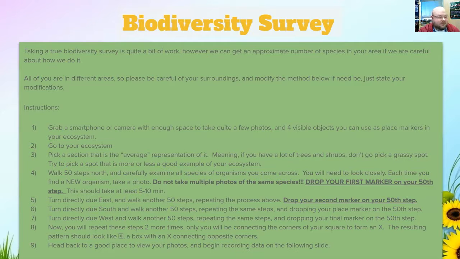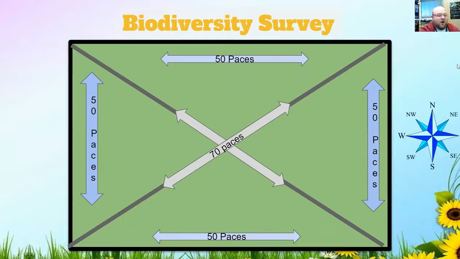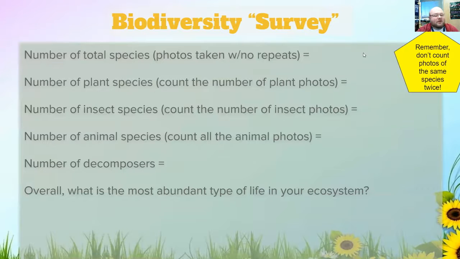And basically you're going to connect your steps kind of like a big square, a big box. And then you're going to walk through that box in the shape of an X. And there's a picture on the next slide here. You're basically going to walk around, and as you walk through, take as many pictures as you can of different organisms, plants, animals, bugs, birds, anything you see. And then you're going to come back, use your pictures and your data to answer these slides, your biodiversity survey.